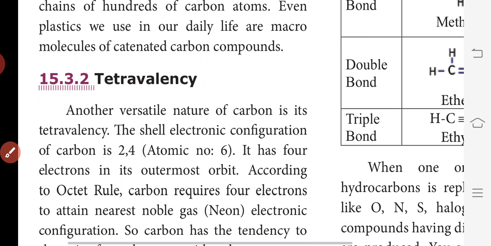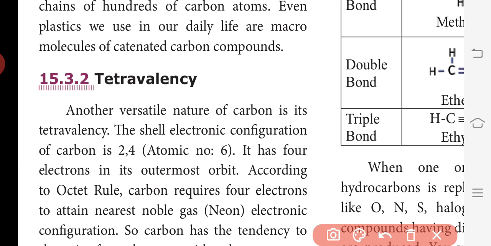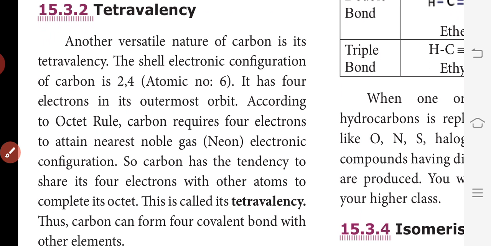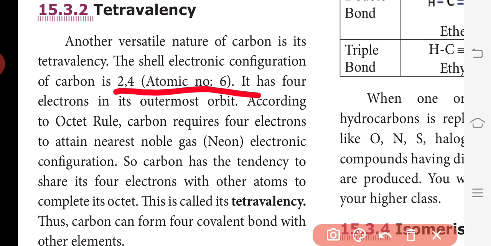Next we are going to see tetravalency. So what is tetravalency? Tri means 3, tetra means 4. Carbon's outermost shell has 4 electrons. Its atomic number is 6 and the electronic configuration is 2, 4. So it has 4 electrons in its outermost orbit.